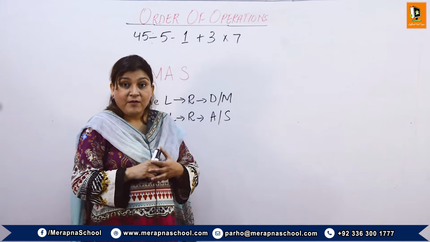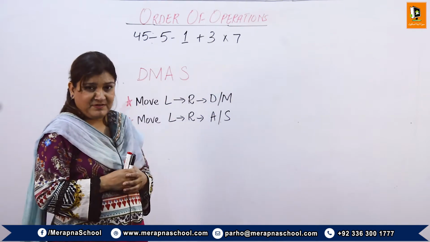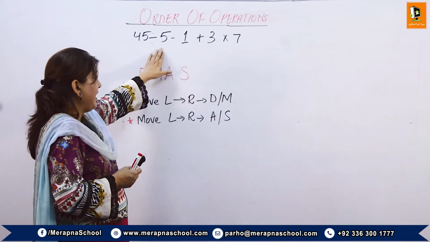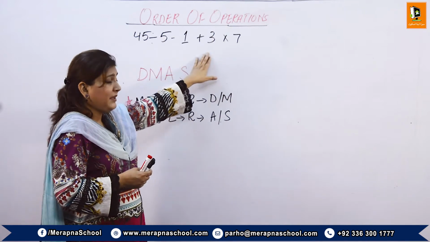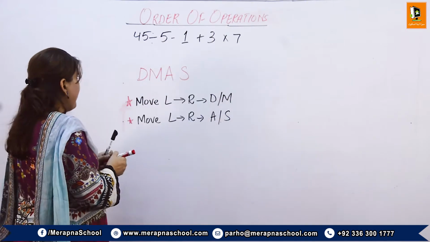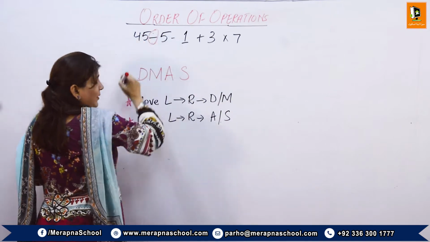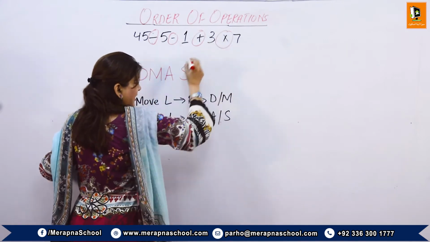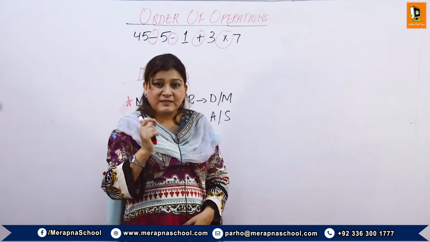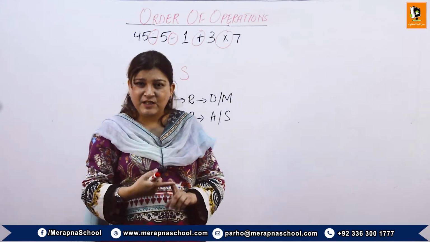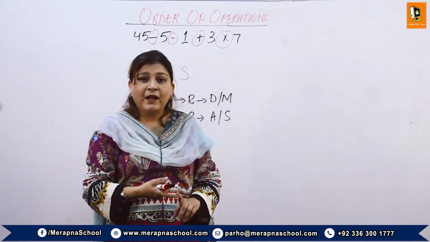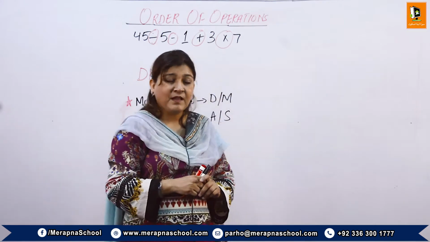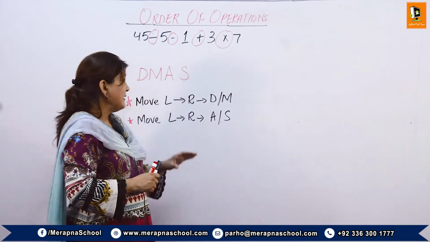But what if we have a bigger operation number, sums, complicated sums. Example, if we have 45 divided by 5 minus 1 plus 3 multiplied by 7. So you have seen that we have different signs over here: division, subtraction, addition, multiplication. These types of sums are called 4 operation sums or order of operations. Now, how do we solve these operation sums, 4 operation sums? By following a rule called DMAS.